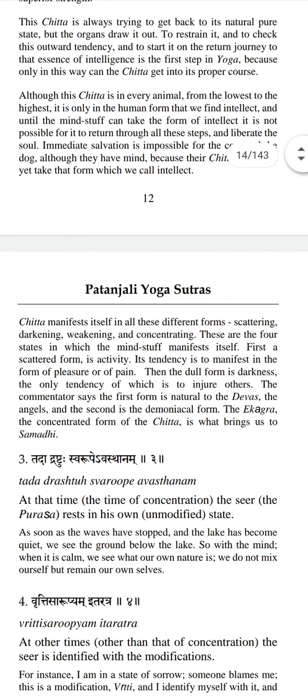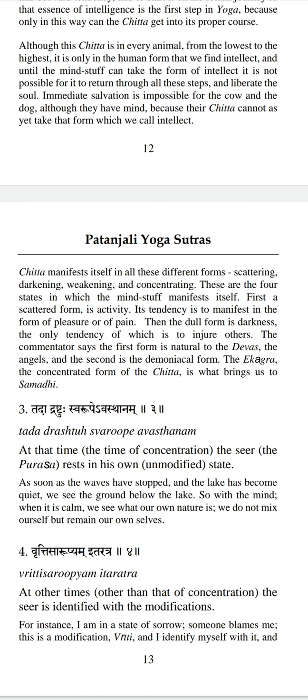Now, chitta manifests itself in all these different forms. There are various forms which have been explained: scattering, darkening, weakening, and concentrating. Chitta may scatter, chitta may get darkened, no light. It may weaken or it may get concentrated. These are the four states in which mind stuff manifests itself. First, a scattered form is activity. Too much activity means the form is scattered. Its tendency is to manifest in the form of pleasure or of pain.